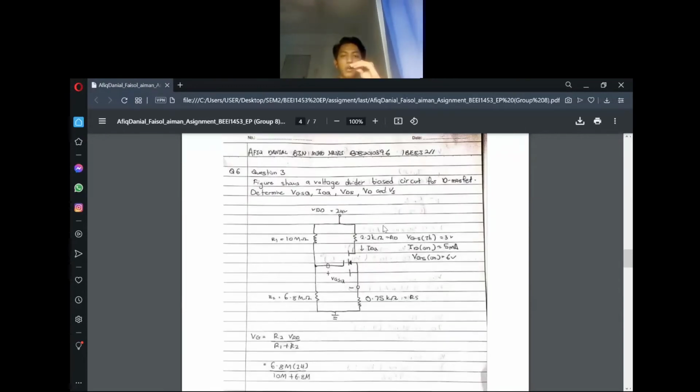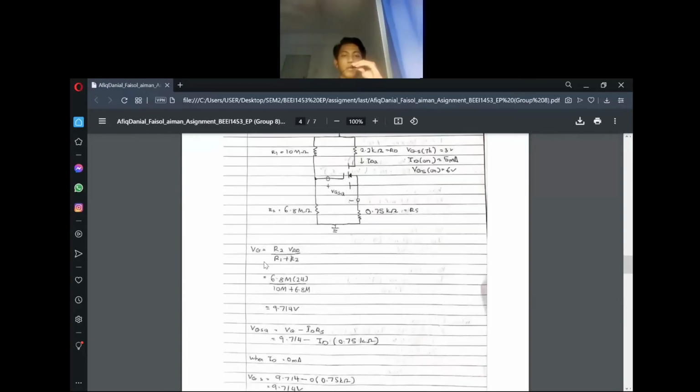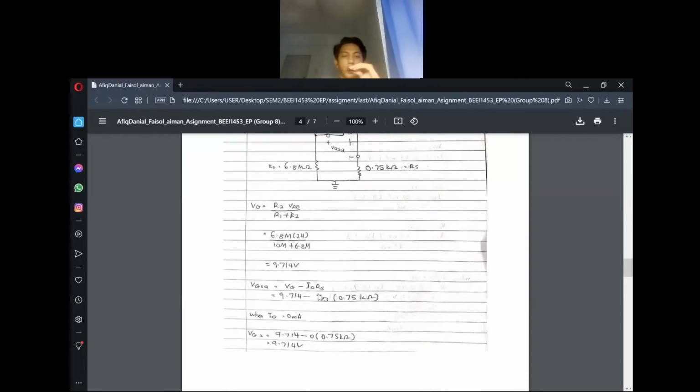So today I want to explain how I get VGSQ, IDQ, VDS, VD, and VS for the MOSFET circuit. First of all, this is the circuit and information that has been given. First step is we find VG. VG equal to R2 times VDD divided by R1 plus R2. We insert all information that has been given: R2 is 6.8 million ohm times 24 divided by 10 million ohm plus 6.8 million ohm. So we get 9.714 volt.